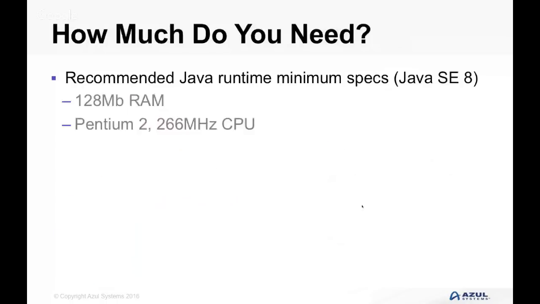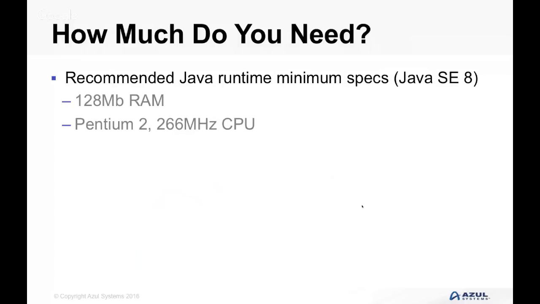Now, how much do you really need to run your application? And it's interesting because I looked at the release documentation for Java SE 8, and this actually says that you need 128 megabytes of RAM to run the Java runtime. And rather quaintly, they also say that the minimum processor specification is a Pentium 2 running at 266 megahertz. So that's your minimum specification.